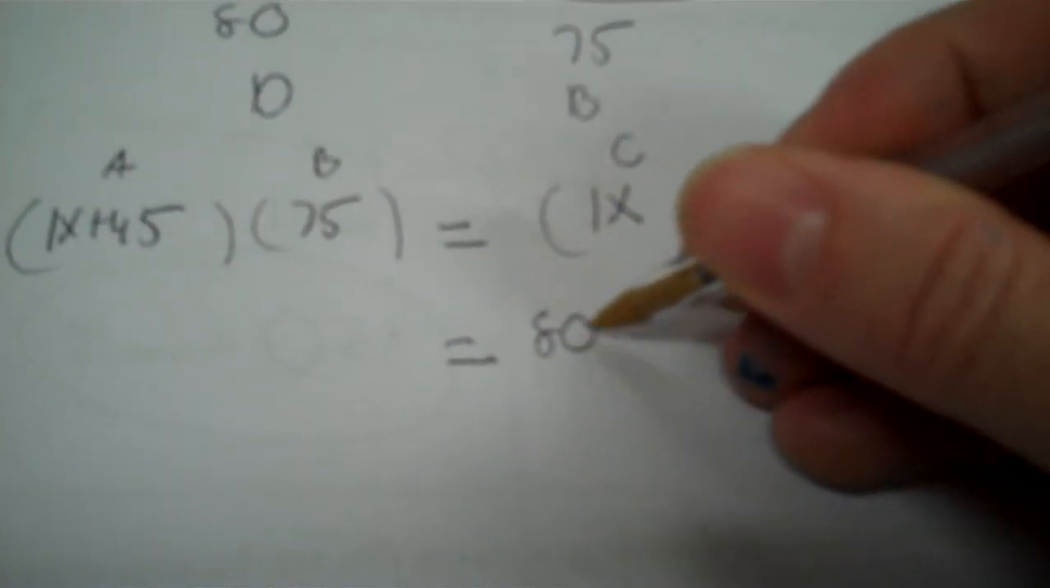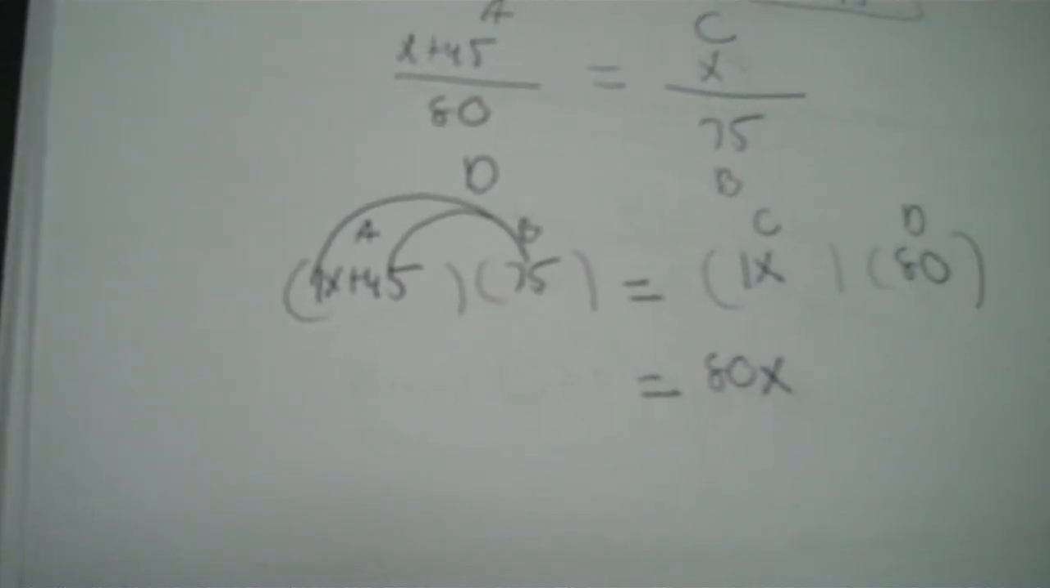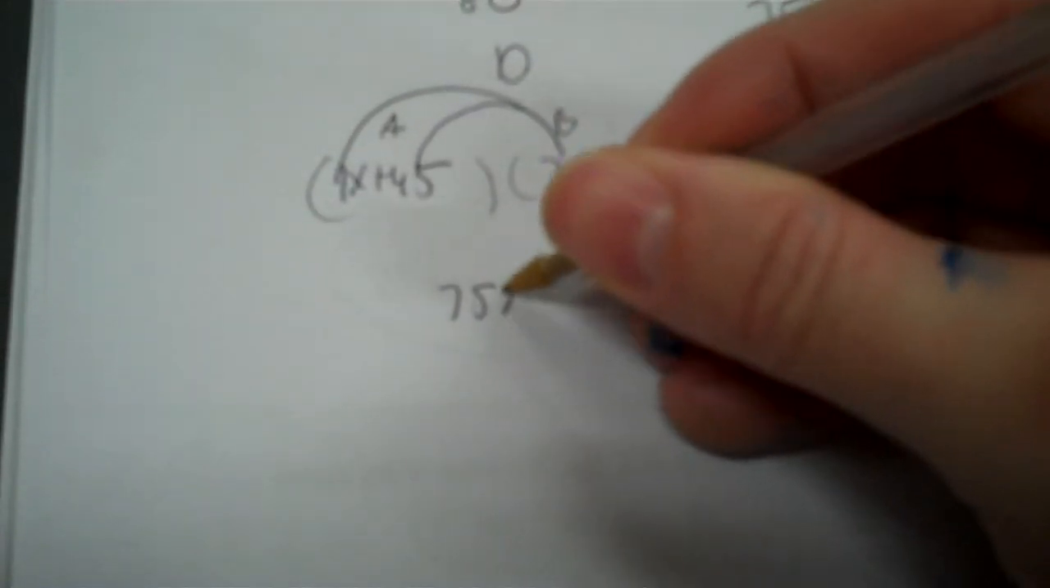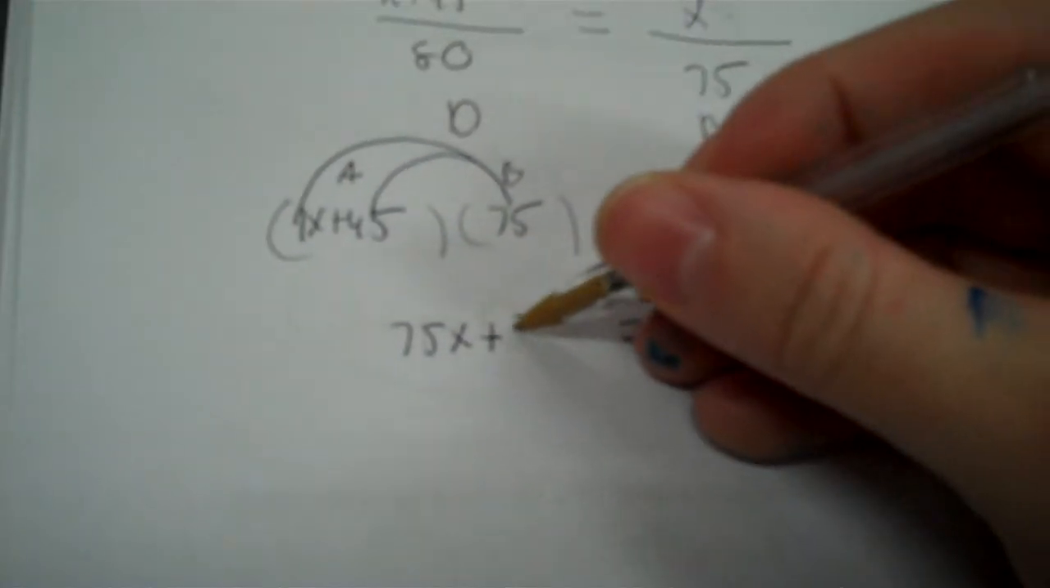There's 3 numbers on this side, but just 2 over here. So the one that has 2, you need to just multiply 1 by 80, but remember to put an x on the product because 1 has an x. Now over here I'm distributing 75 because there's 3 numbers. So I take 75 times 1x, which would be 75x. And then I take 45 times 75, which is 3,375.